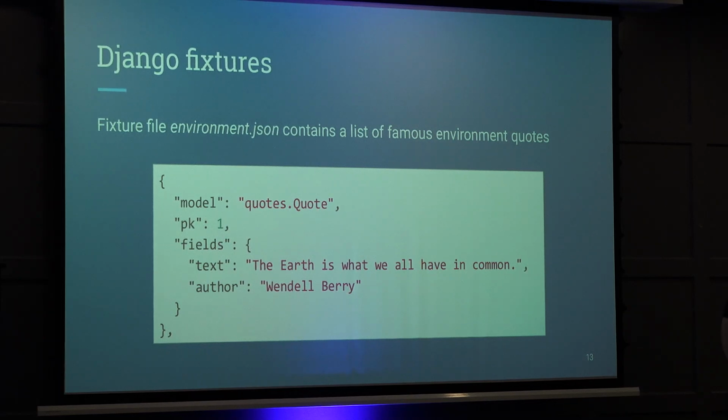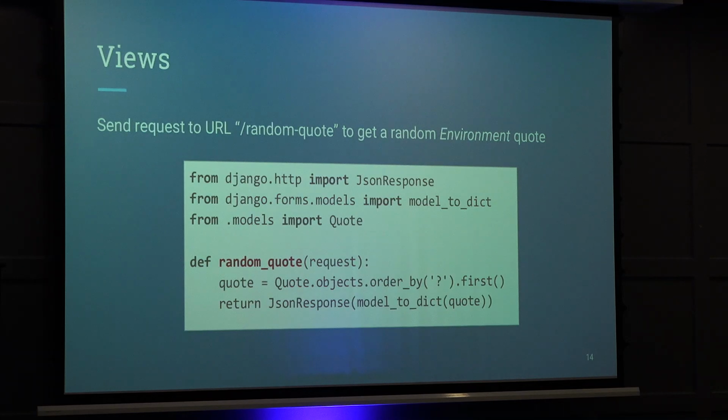The fixture file, environment.json, has a list of quotes, such as this one: "The earth is what we all have in common" by Wendell Berry. And these are then loaded, as I said, into the database.